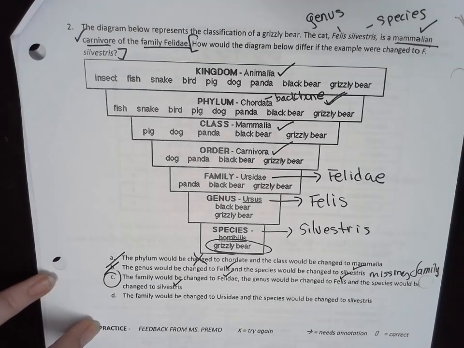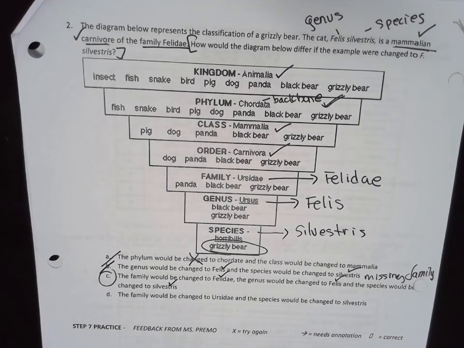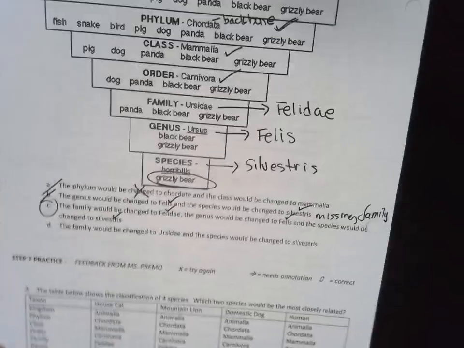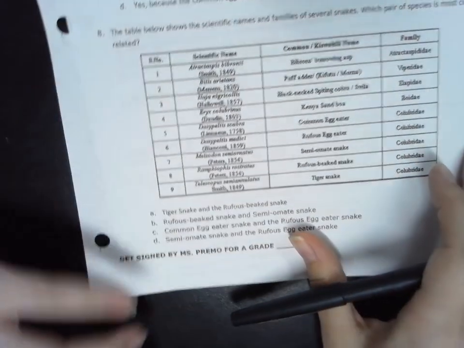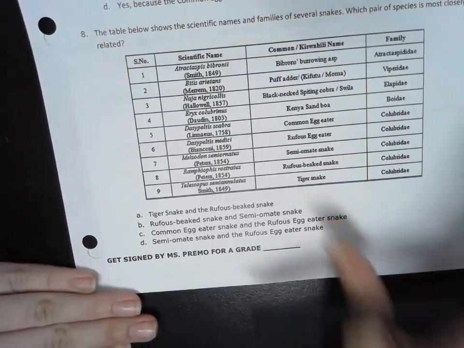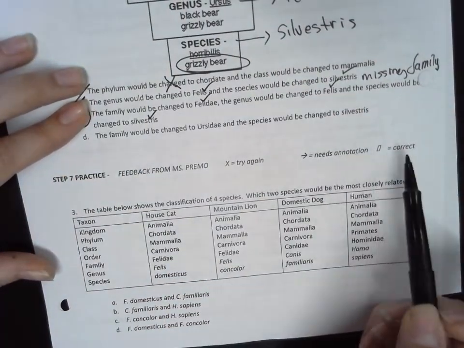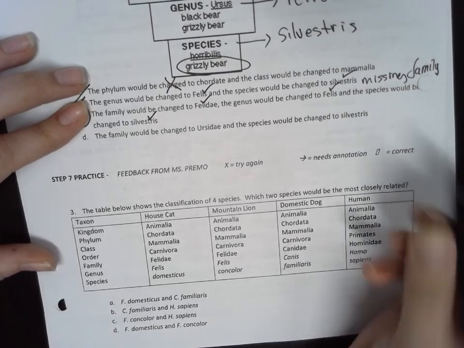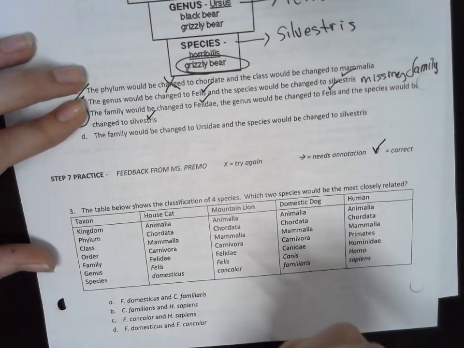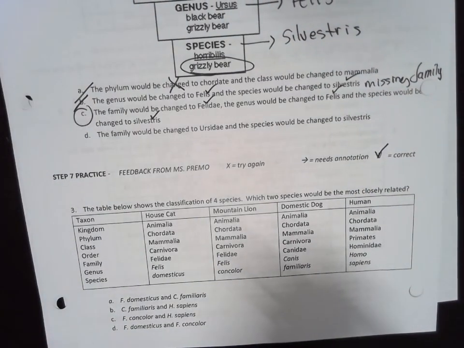This is my answer. What you are going to do is do all of the practice problems. So 3 through 8, make sure that you are annotating how I showed you, and you have to get this signed by me, and this is a grade. Feedback from me, as I look at your paper, I've listed here. So the check mark just means correct. All right, get started and have fun.